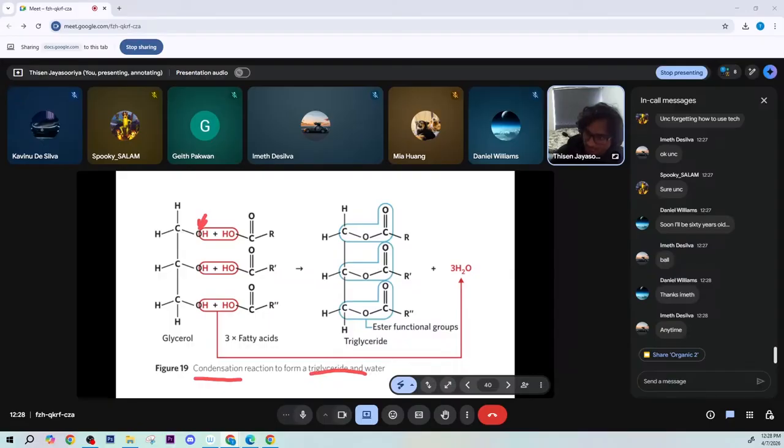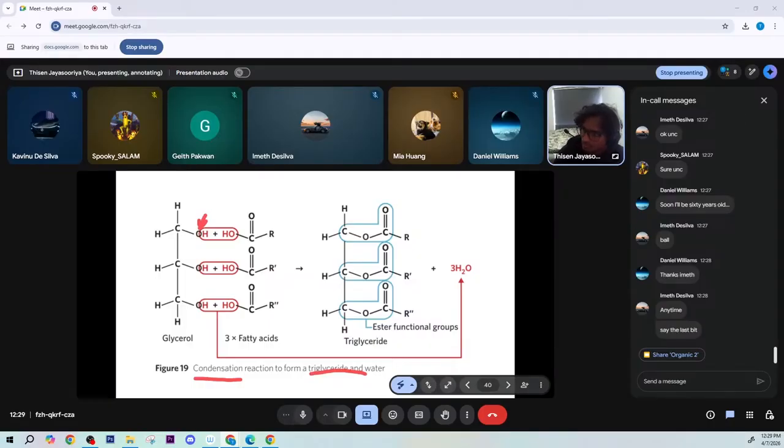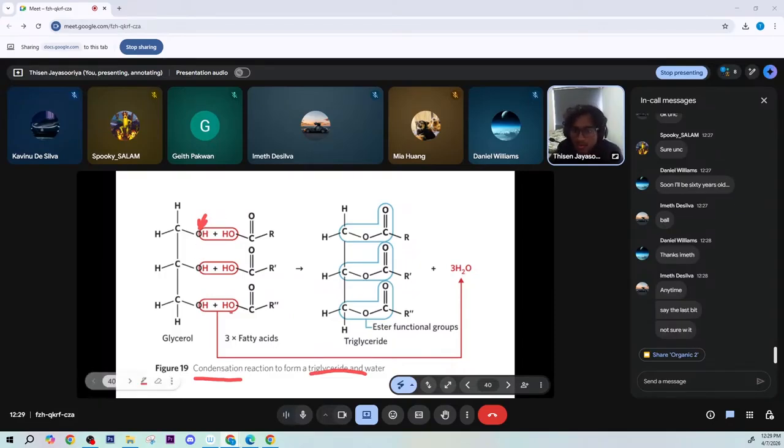What's up? Emeth, what's your query? Hit me with it. Say the last bit. So here we see the water molecule. So we see that here the glycerol is losing its H's, the fatty acid is losing its OH group, and they're combining together to form this triglyceride here, right? All of these parts are coming together, and they're forming the triglyceride, and this is losing the water molecule over here. Any questions about that?